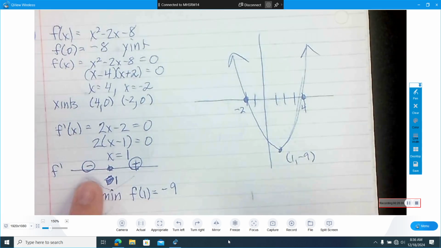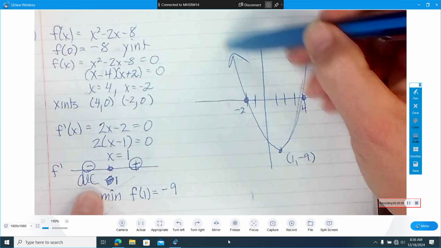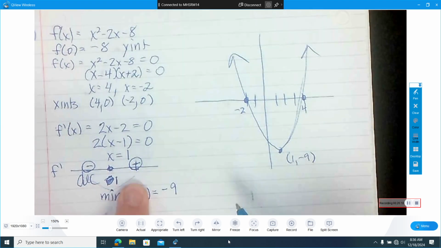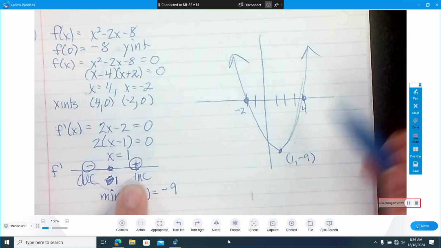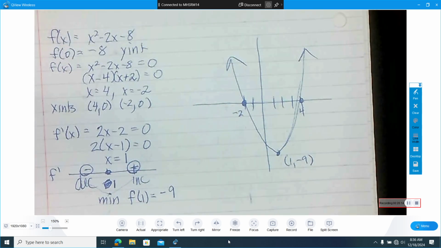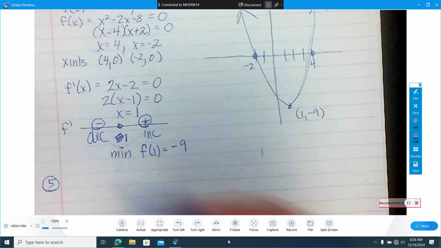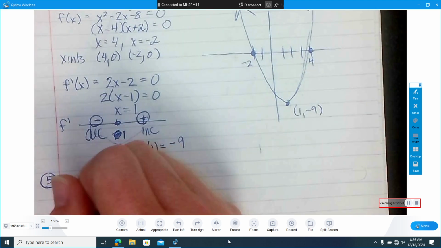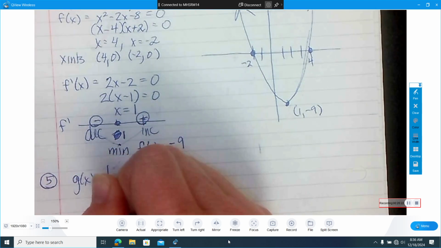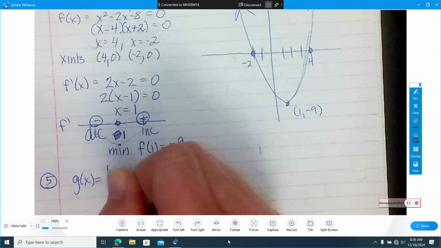And you can see here, we're going from decreasing downhill slopes to increasing to the right of 1. So, all right, all calculus, it's all calculus. Okay, so why did we do that? We did that for number 5. Number 5 is g of x, and it is the absolute value of what we just did.